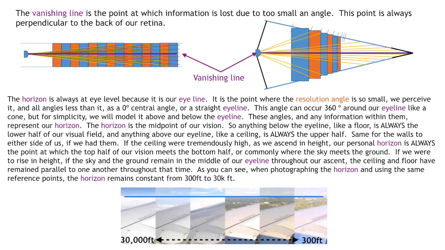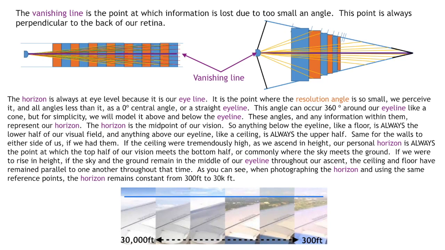So the vanishing line is the point at which information is lost due to too small an angle. This point is always perpendicular to the back of our retina. The horizon is always at eye level because it is our eye line. It is the point where the resolution angle is so small we perceive it, and all angles less than it, as a 0-degree central angle, or a straight eye line.